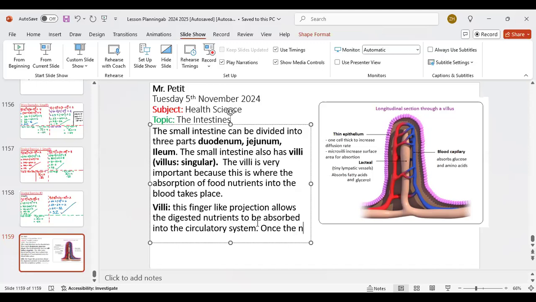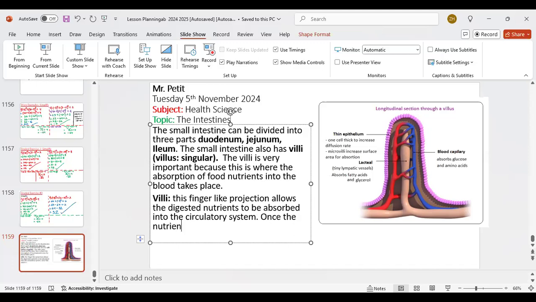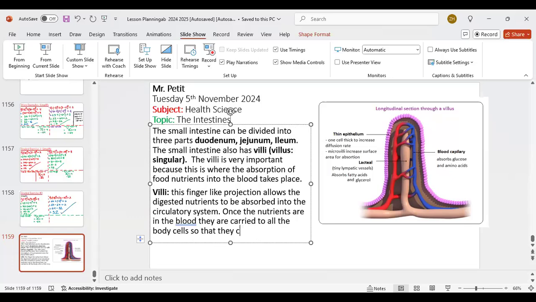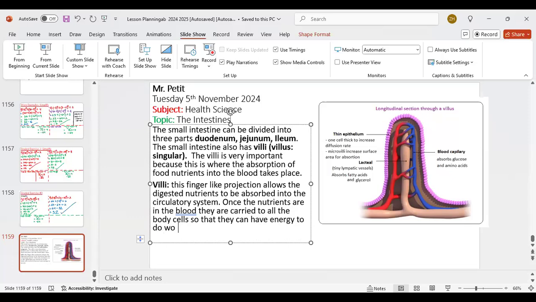Once the nutrients are in the blood, they are carried where? To the cells, to all the body cells, so that they can have energy to do work, or we can say to perform their activities.